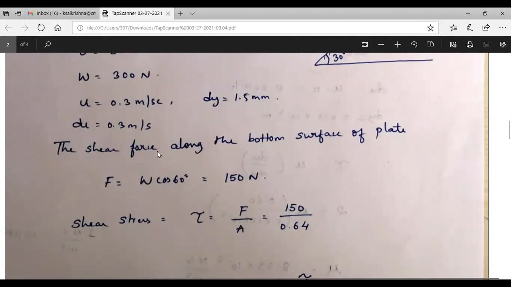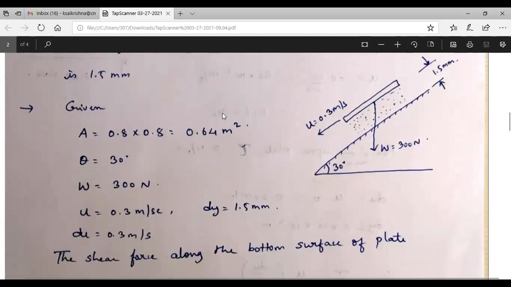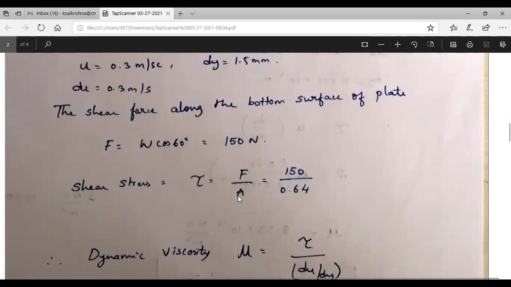After finding the force along the plate, now we have to find the shear stress. Shear stress, tau, equals force per area. The force we got already, 150. The area we have already found here, 0.64. So force per area equals 150 by 0.64. Find the value of tau here. 234.3. Right. Please write down the value of tau there.